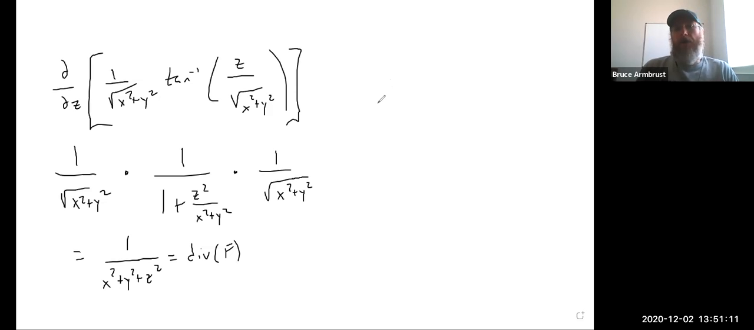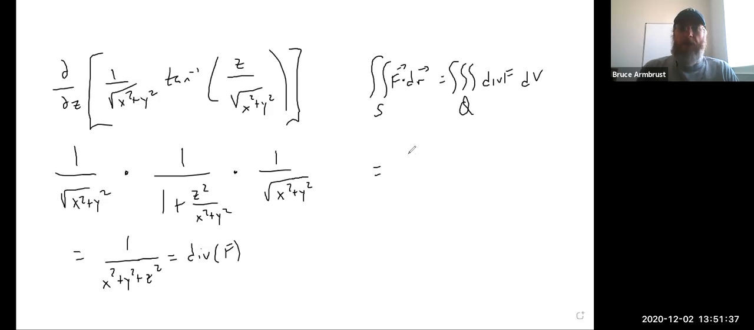So now let's think about the divergence theorem. In order to get this flux, we know that the flux over the surface is the same as the triple integral over the region of the divergence of f. So we're going to be integrating over this region 1 over x squared plus y squared plus z squared. Now we just got to see if we can get our bounds and figure that all out.